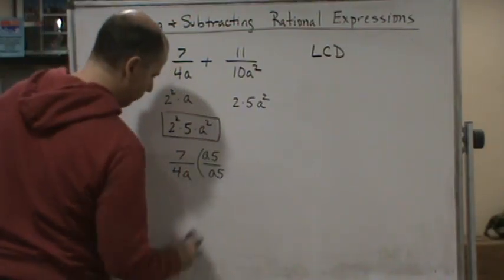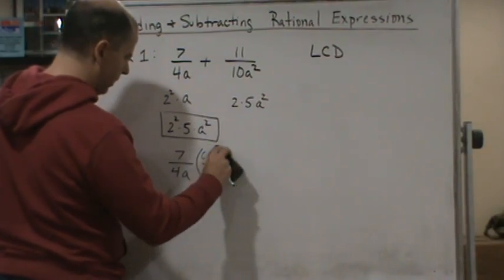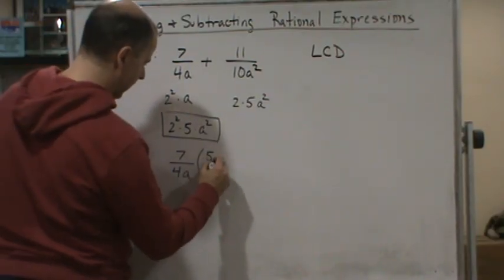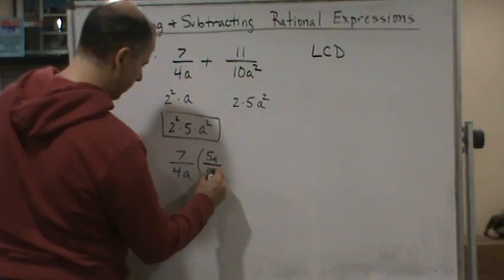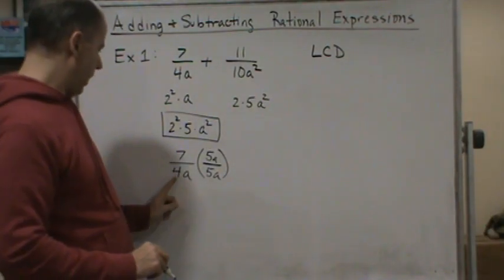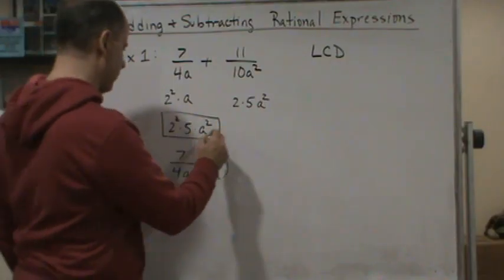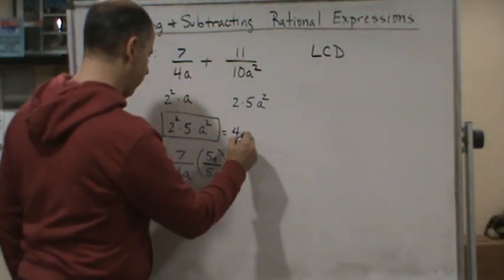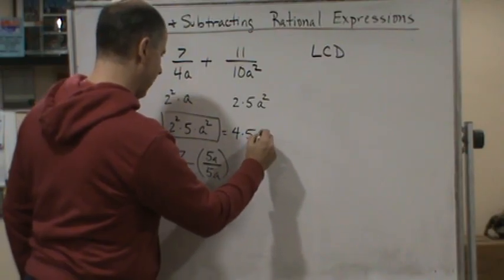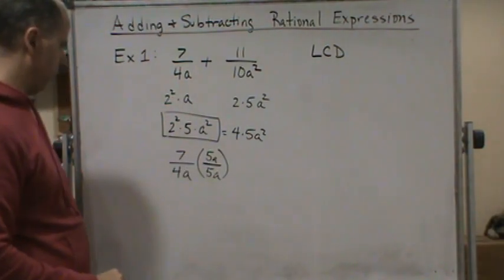Okay, and that's it. So we're going to put a 5a. Well, we should write it the right way. So this will be 5a divided by 5a. Okay? So that will give us our same thing here. So this equals 4 times 5a squared, or 20a squared, right?